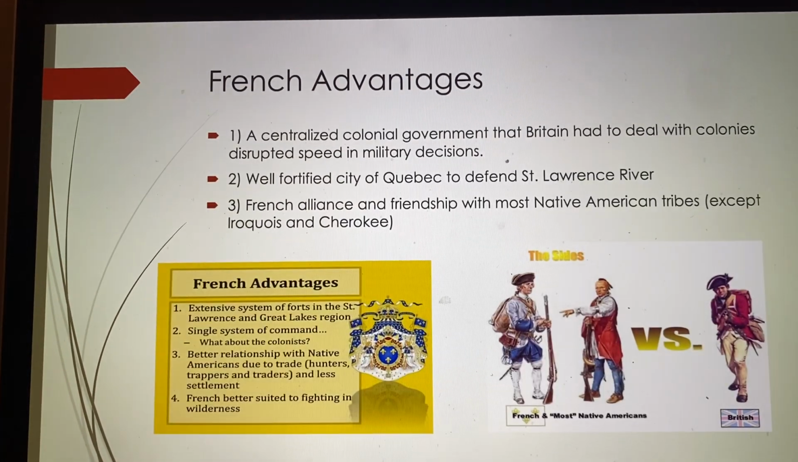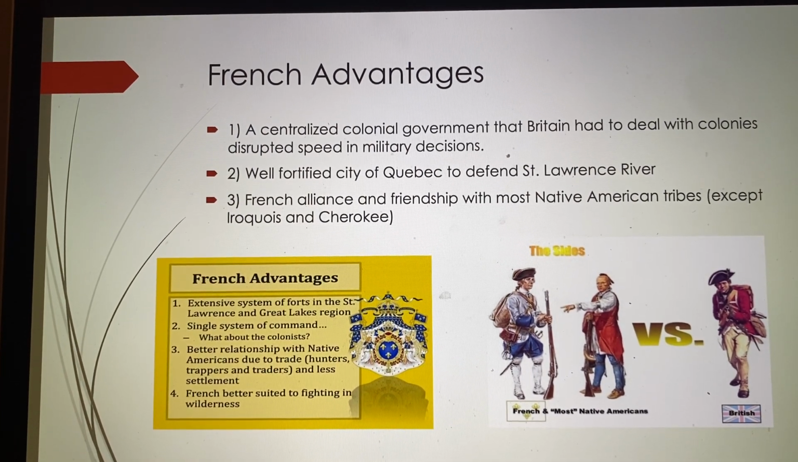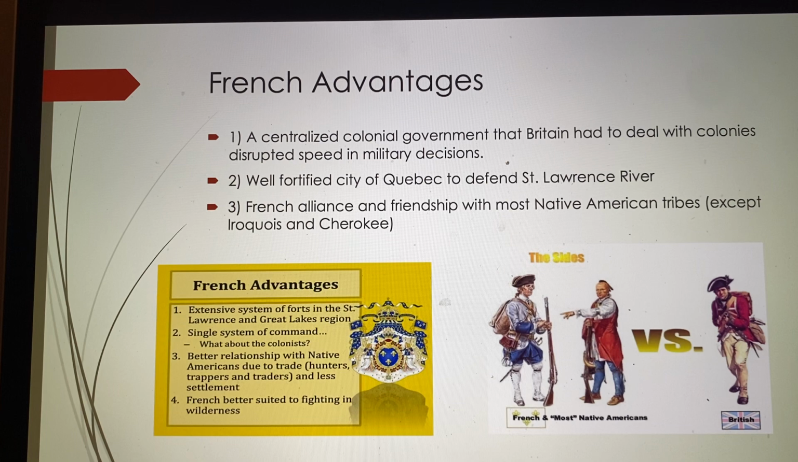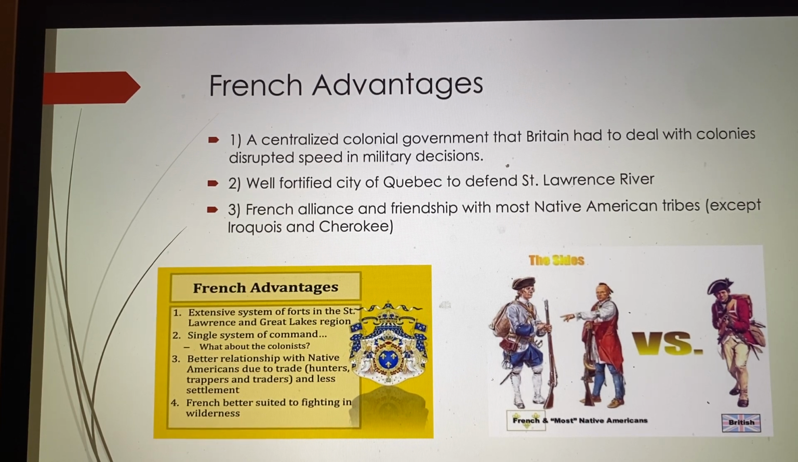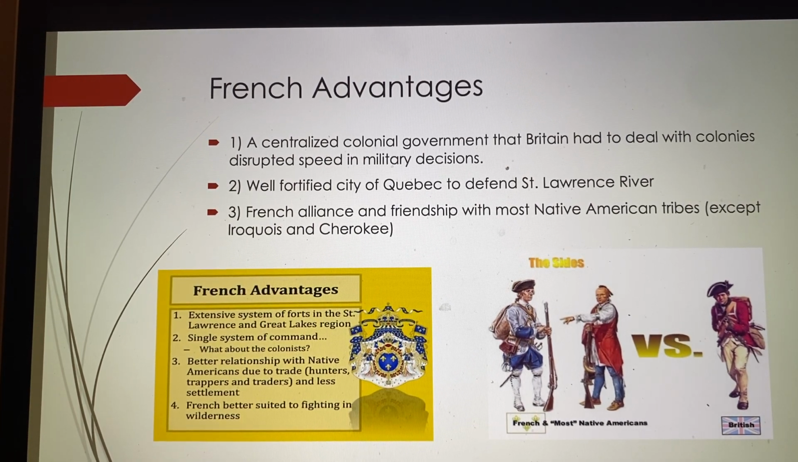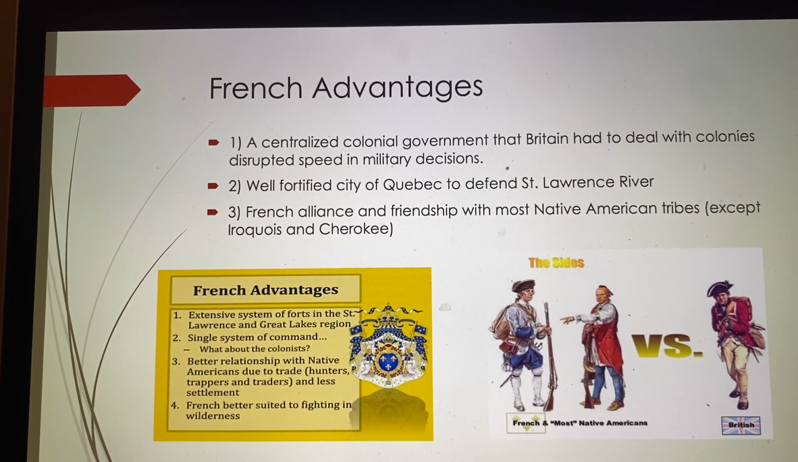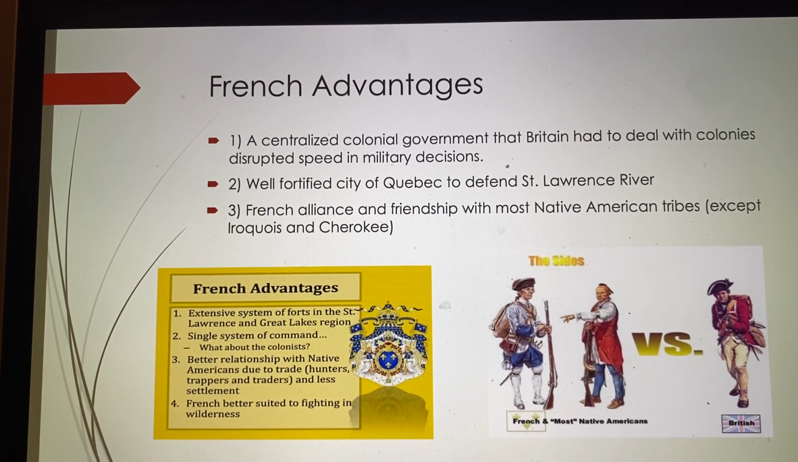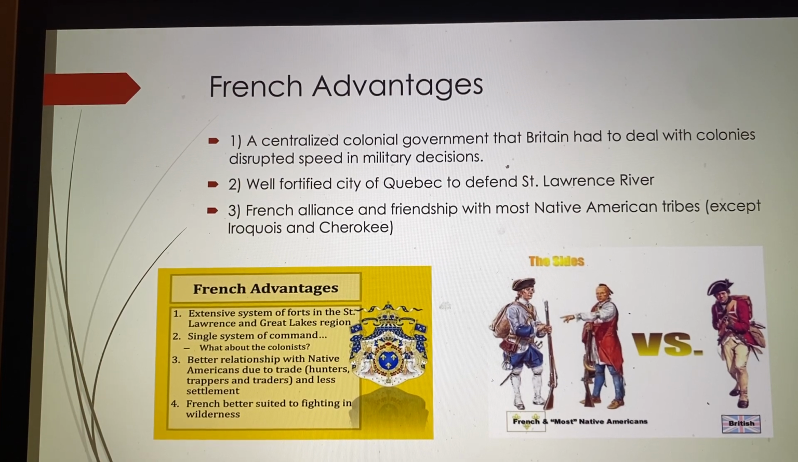But the French had advantages too. The French had a centralized colonial government, while Britain had to deal with the colonies, which disrupted the speed of military decisions. Basically, the French were centralized. They could just make their decisions, and they would have their general, and they'd do it. Well, Britain had to talk to the colonies first before they could do anything, right? And so when France stepped forth in the military, it'd be quicker.